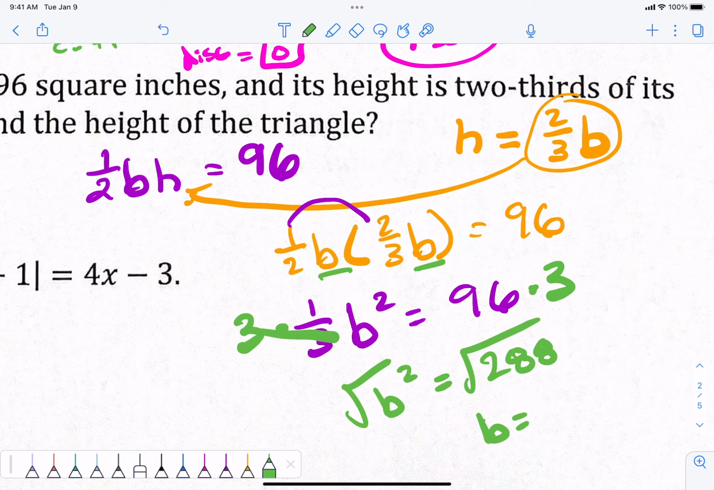Now, is it plus or minus? You can't have a negative area. We're finding the base, right? So it's 16.97.